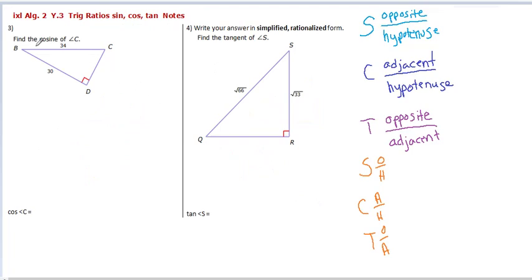Okie doke. Now we're looking for the cosine of angle C, this one right there. All right. But we have a problem because this one doesn't have a measurement, right? What do you think we should do? Anybody? Well, I'm sure you guys remember the good old Pythagorean theorem.